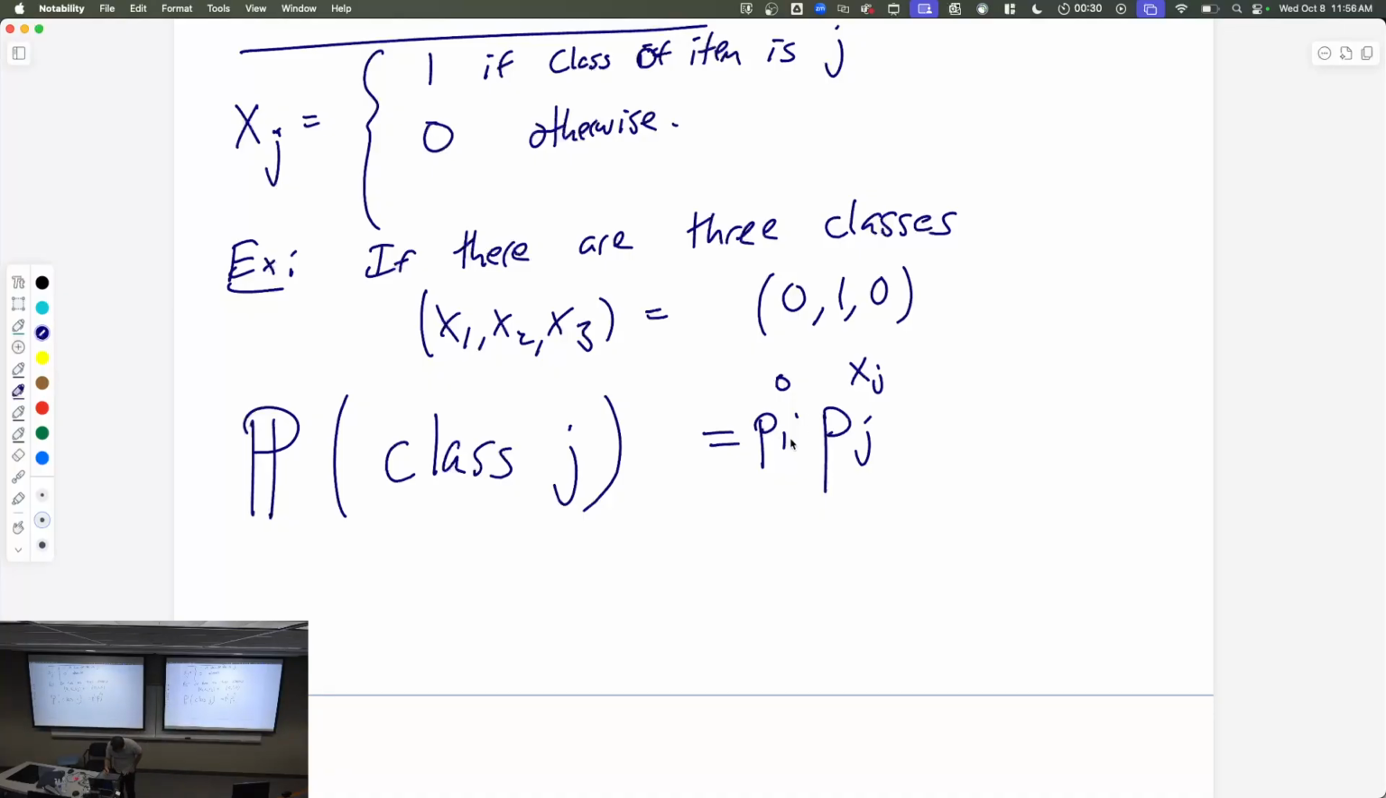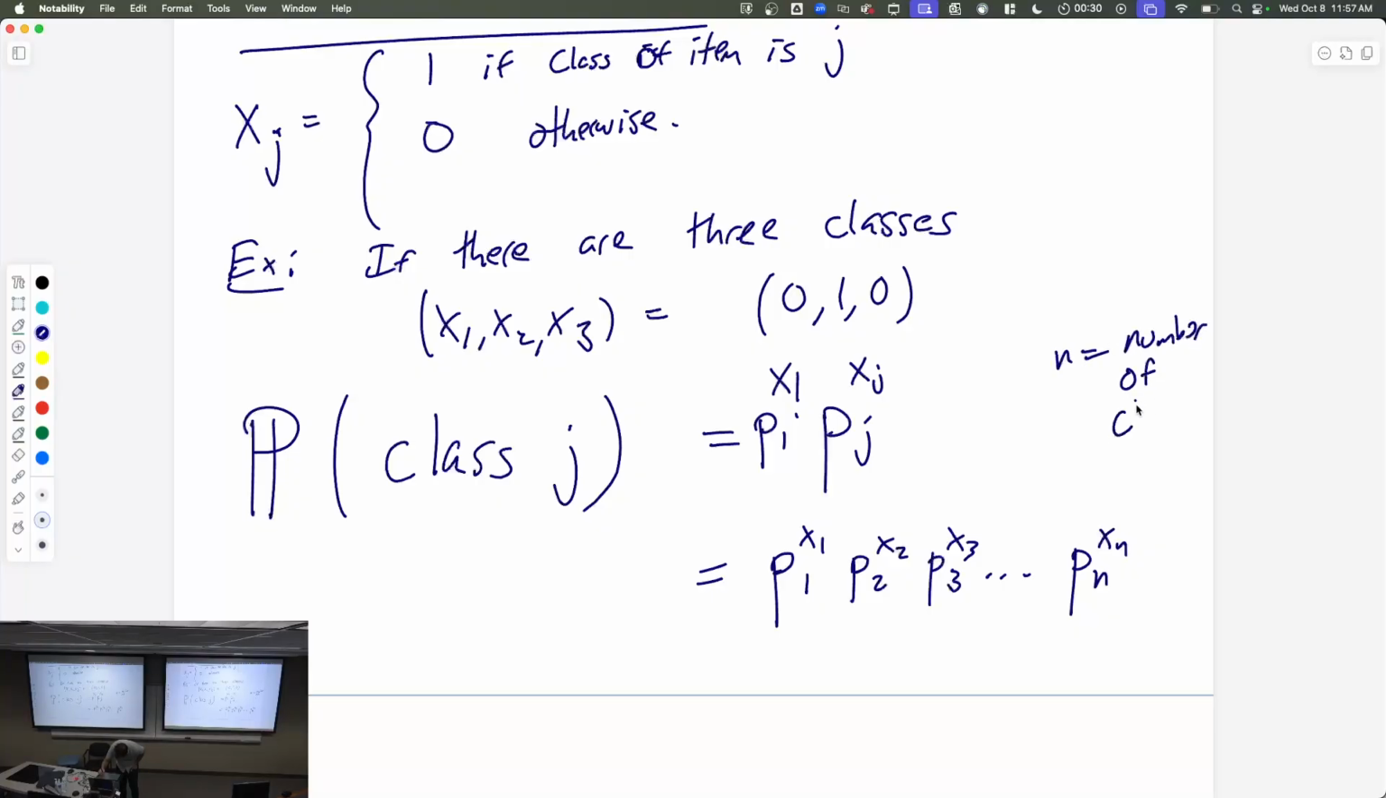So what if instead of p1 to the power 0, I write p1 to the power x1? Because you see, x1 is 0. This is a very silly way of writing it, but it works very nicely. If you take this to its logical conclusion, you'll write it like this: p1 to the x1 times p2 to the x2 times p3 to the x3 times ... all the way up to pn to the xn, where n is the number of classes.